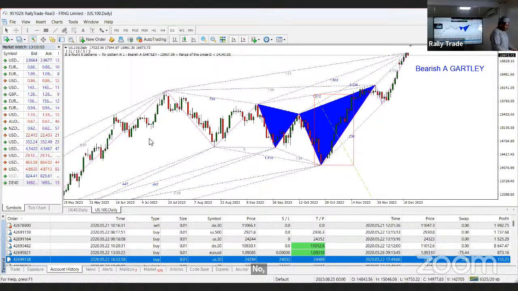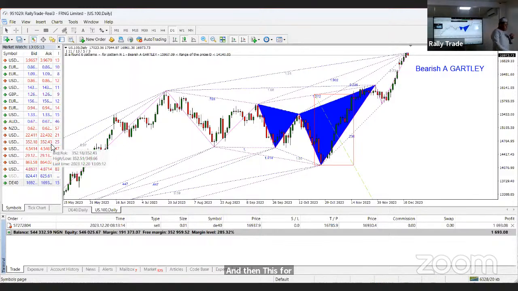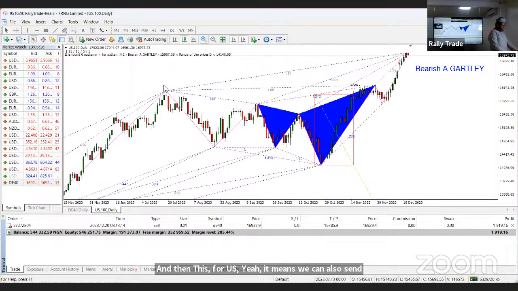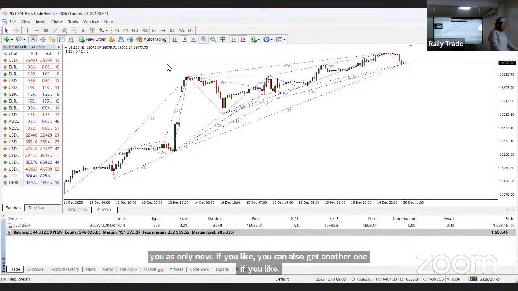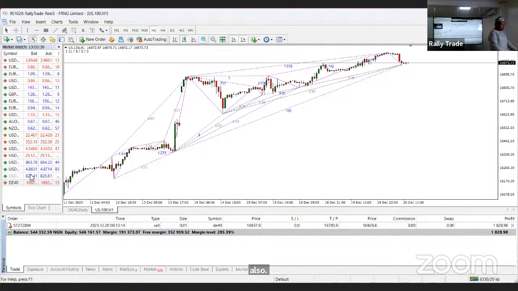Okay, we go back to this part. And this for US 100, is that not? It means we can also sell US 100 now. If you like, you can also enter that one. We are looking to make money even selling that one. Yeah, you can sell it. Go ahead and sell it. It also gives us a good opportunity to sell, just like I love buying it too much.